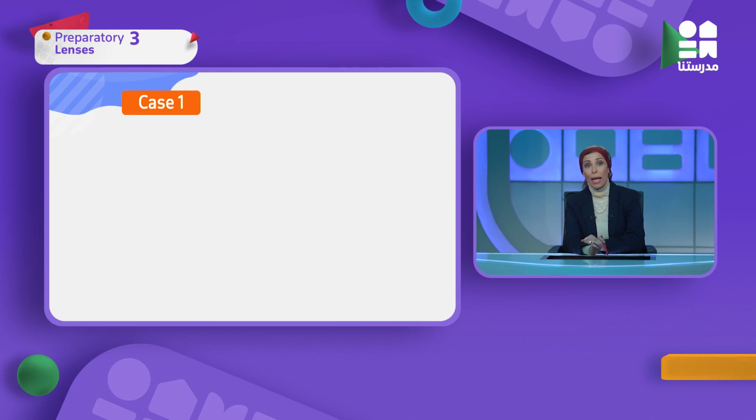Now let's see what the cases are. Remember when we took the mirrors, we had many cases. Let's refresh our minds and remember how we can draw. At the beginning I will tell you to put the object on a certain location. We started the location from certain points. As we did before in the mirror, we are going to do the same in the lenses. We are going to start with the first location here.